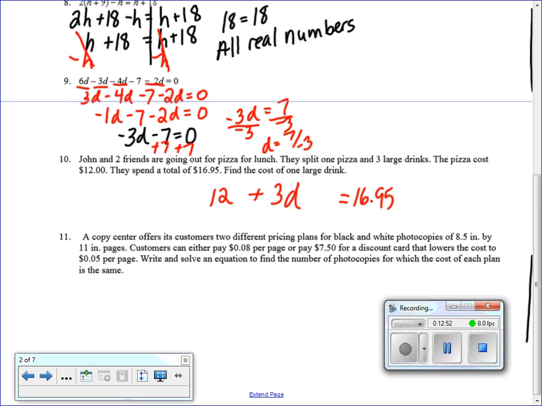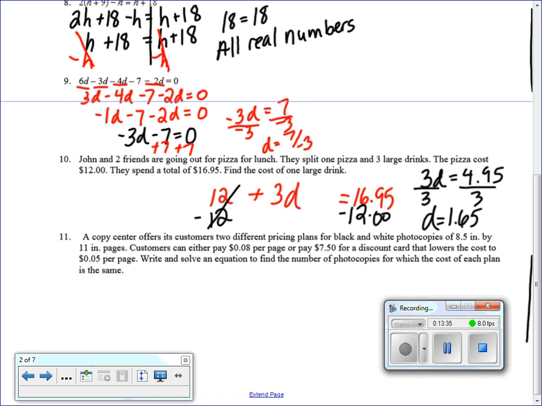To solve, we're going to move things away from that variable. The first thing we're going to get rid of is the 12, so you're going to subtract 12 from both sides. It's positive 12 and not being multiplied, so we subtract. We get 3d equals $4.95. Then you're going to divide both sides by 3, giving you $1.65. So we know that each drink costs $1.65.